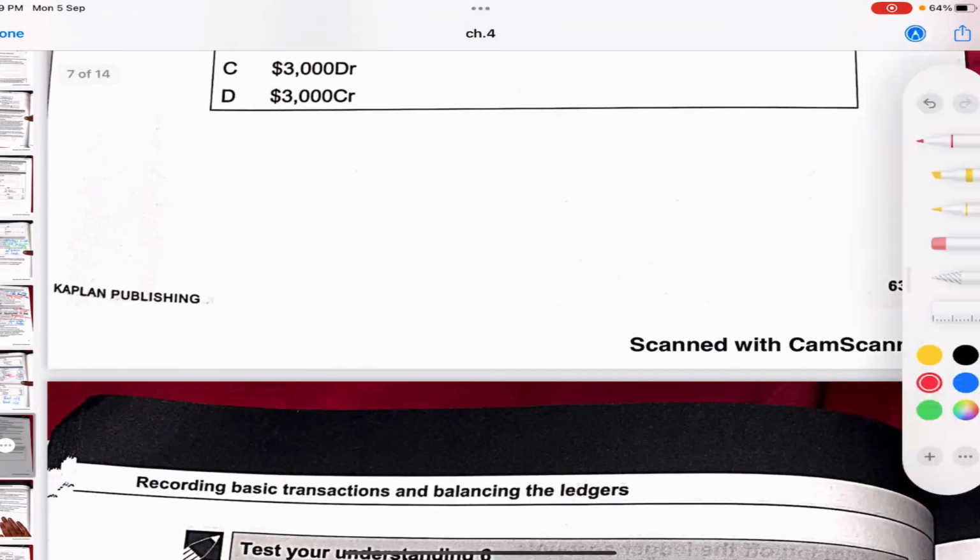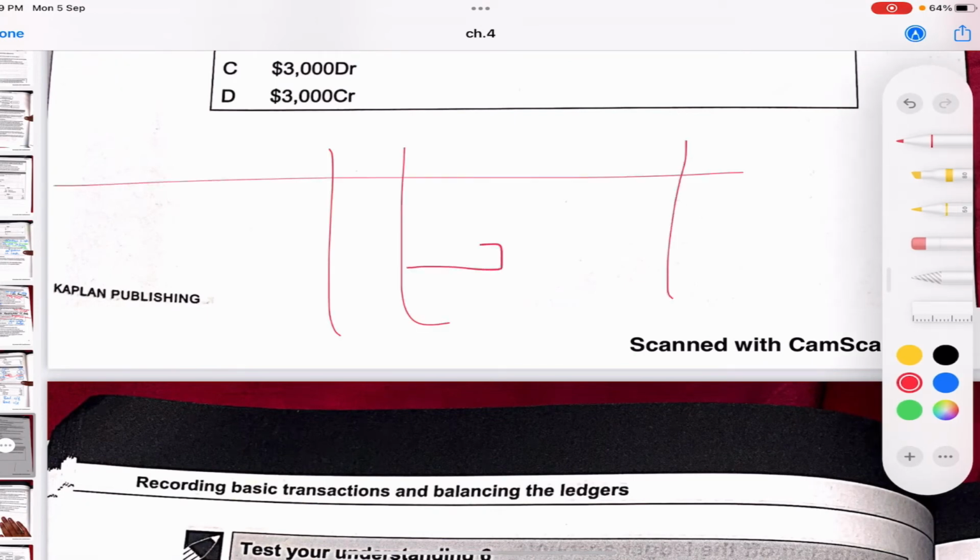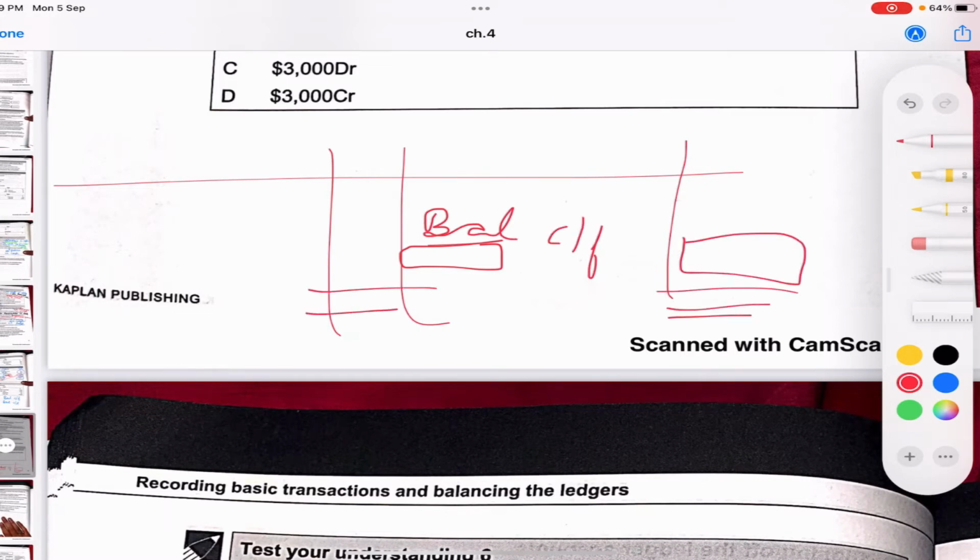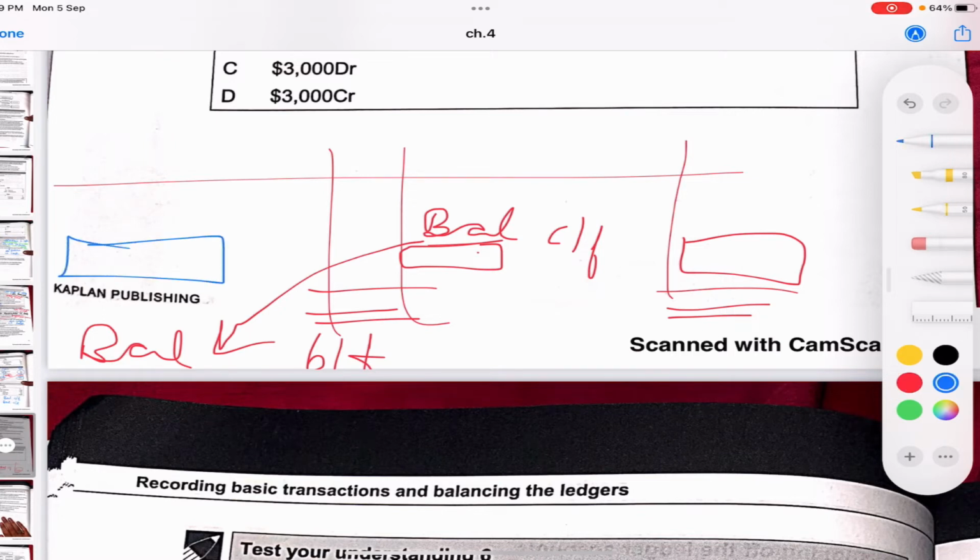So you have an account, and if you have to balance this side, you write balance CF carried forward and the amount, and you do the totaling here. After doing the totaling, you bring it diagonally here to balance brought forward, and vice versa. If the balancing was this side, this would have been balance CF, and then after the totaling, you bring it down here to balance brought forward. Easy, nothing difficult in this. I hope you're able to understand what I'm saying.